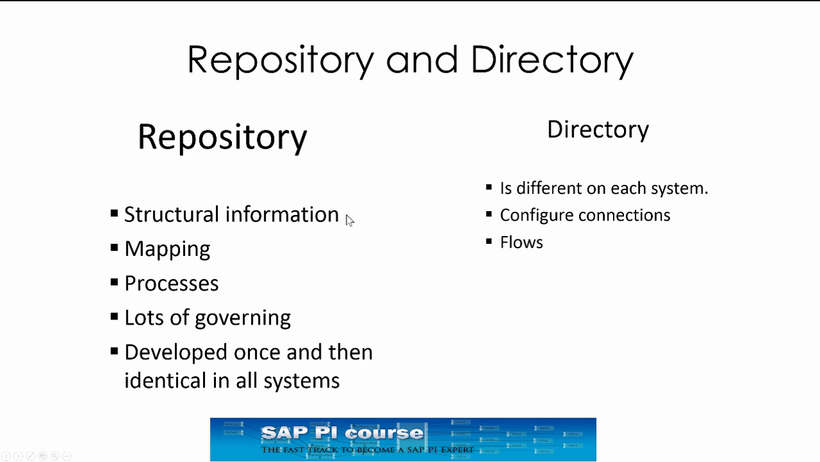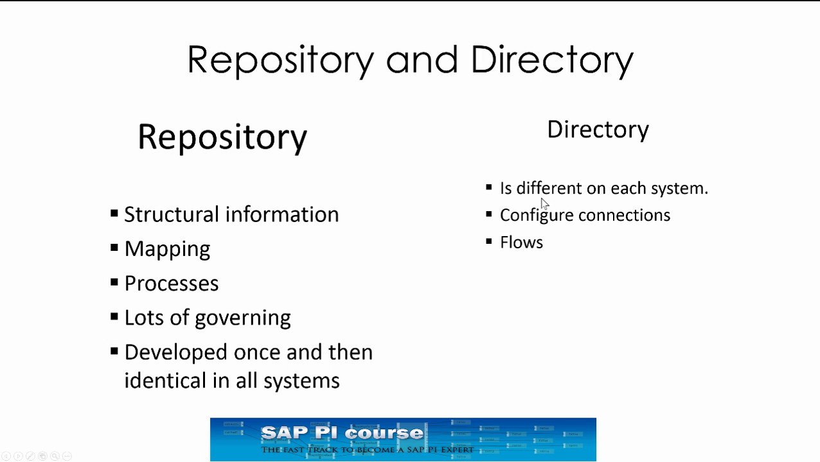So we talked a little about the difference between the repository and the directory. In the repository you have structural information, all the data types, you have mappings, and in the CCPPM time, you had the processes in here. There's the governing, figuring out what kind of structure or naming you want for these objects. Then developing is done in one system and just transported. No changes are done in the production system.